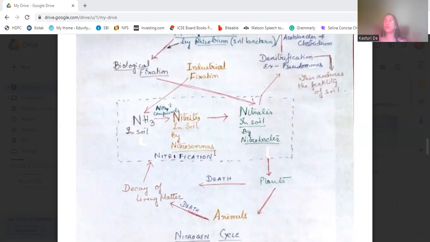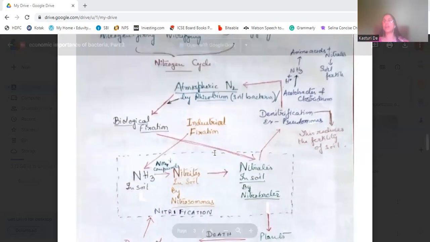Generally, this is an industrial process, industrial fixation, but in nature, when plants and animals die, their living matter, the remains of the plants and animals, decay. And then that releases ammonia, which changes into nitrates. That is, nitrification occurs naturally.